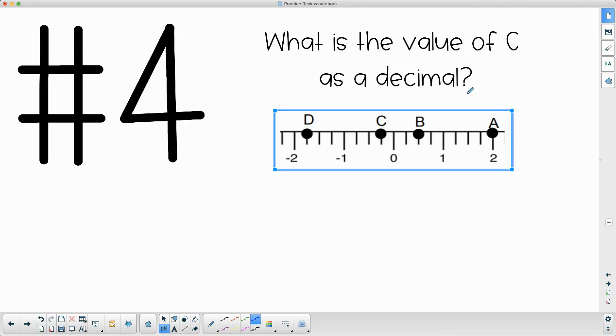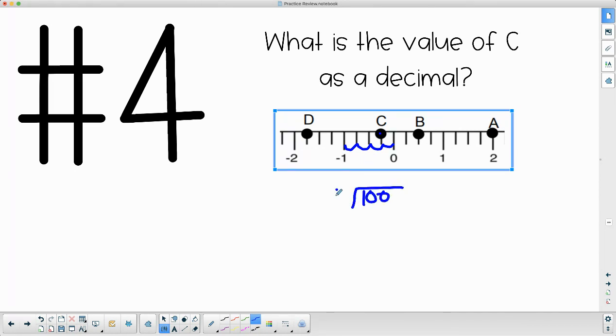Number 4 asks for the value of C as a decimal. So one thing we need to do is look at our number line and figure out what is the unit that they are counting each mark by. So I'm looking for C right here, and I can see between 0 and 1, there are 1, 2, 3, 4 units.